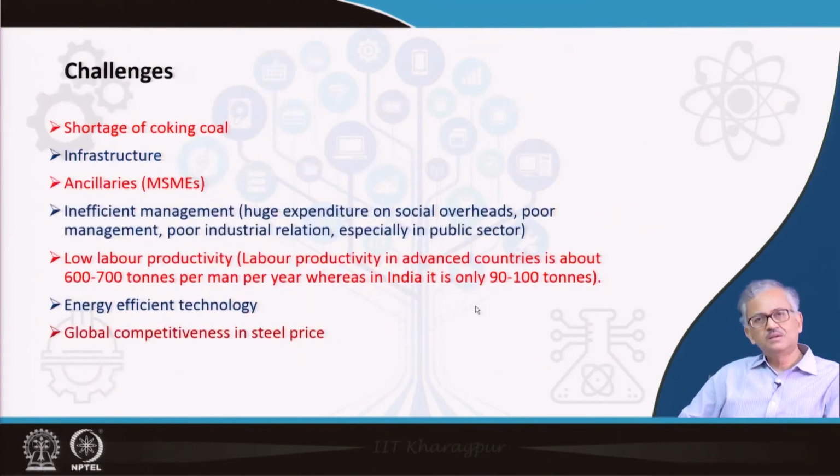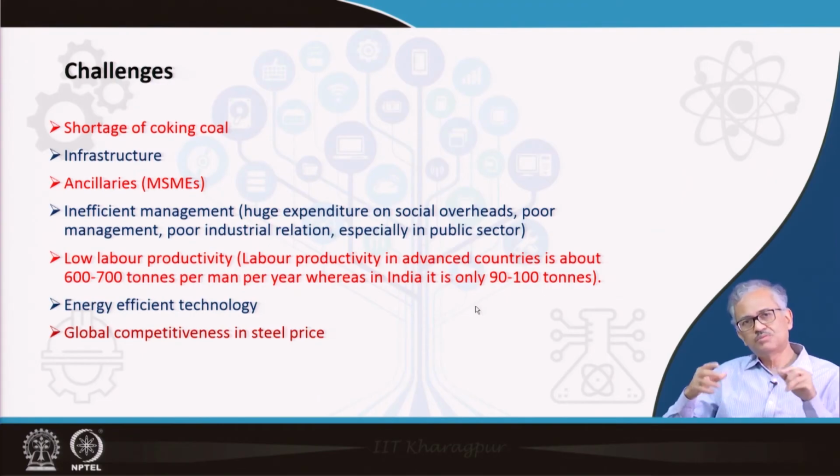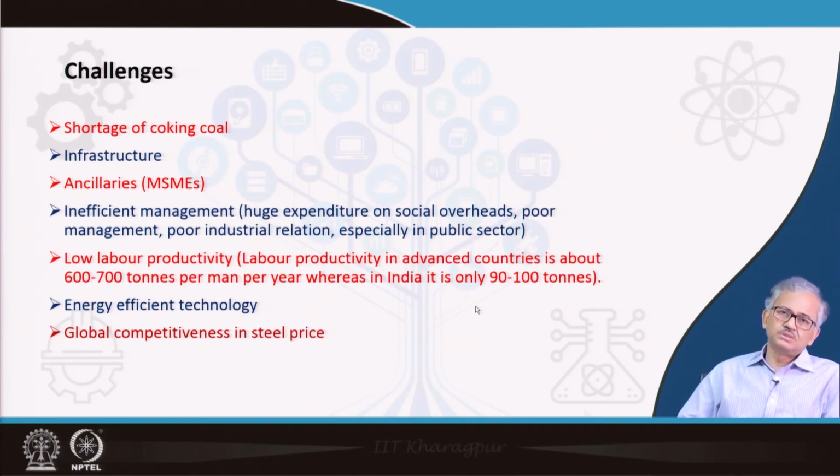Challenges are there. Our major bottleneck is the shortage of coking coal. Most of our blast furnace, that is BF, depends on the coking coal, and we have a very limited deposit of coking coal, and that too with a very high ash content. So, we are dependent on the import of coking coal, and the process becomes very costly, and as I said, around 50% of the hot metal cost is contributed by the coke. So, this is our bottleneck.